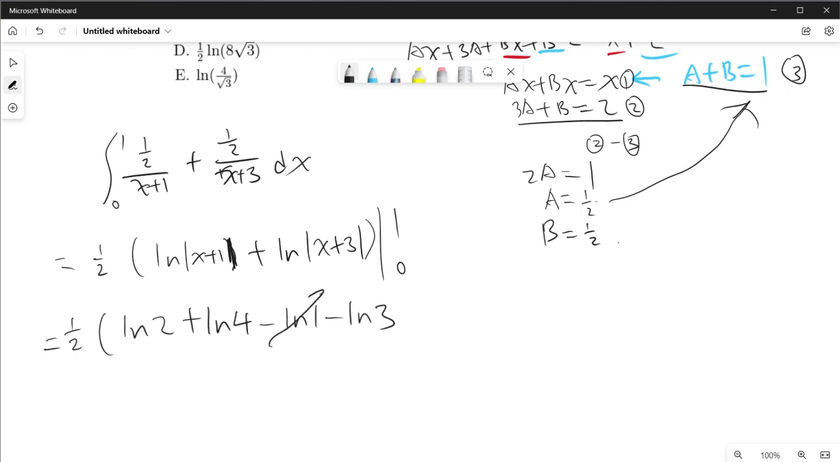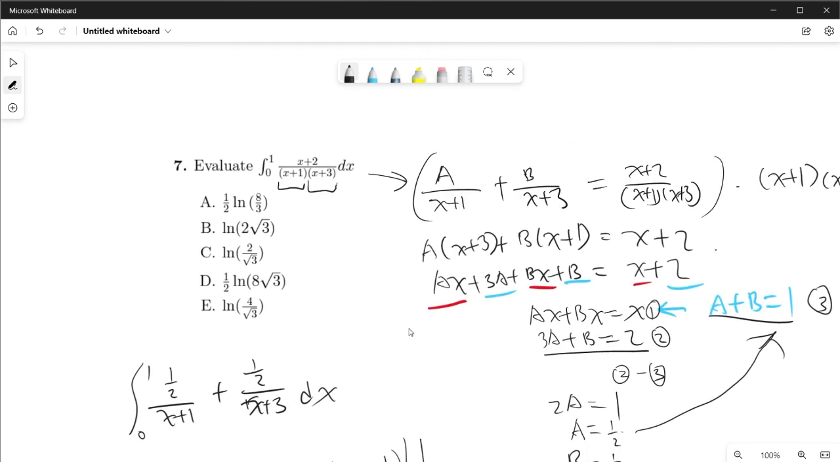Right, ln 1 is just 0, and then natural log rules, just logarithmic rules. Adding, you can combine them with multiplication inside, and then subtracting would be dividing, right? So we have 1/2 ln 8 over 3, which is option A.